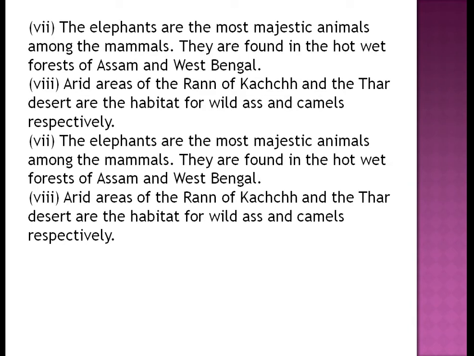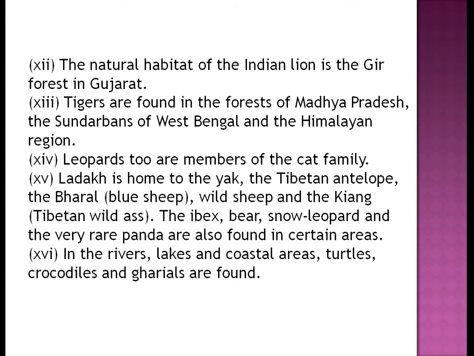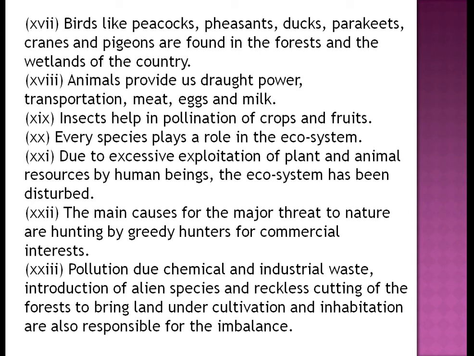Next, seventh is talking about the elephant. Eighth is talking about the arid area of the Rann of Kutch. Third, deserts are the habitat of the wild ass and camel respectively. Okay. Next, sorry, the same points are repeated two times. Then the natural habitat of the Indian lion is at Gir forest, that is situated in Gujarat. Next, about the birds.